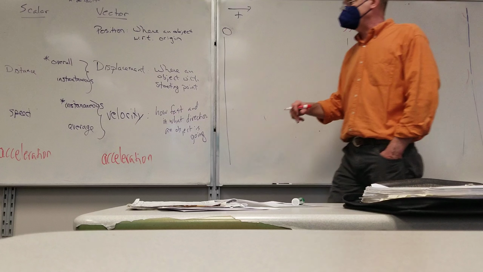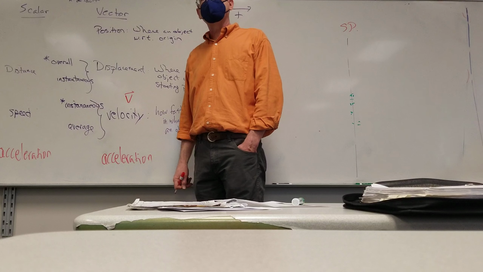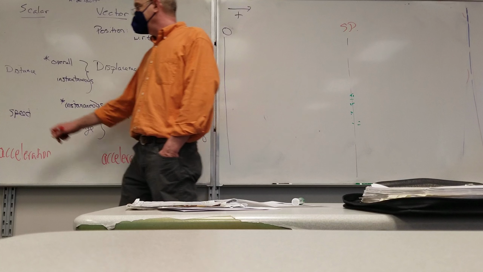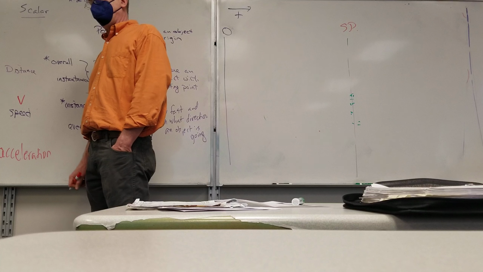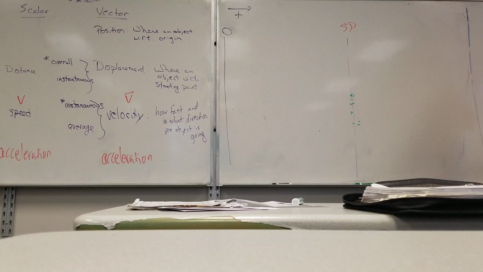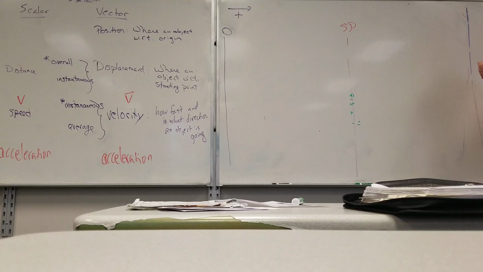The symbol for velocity, v with a vector symbol over it. The symbol for speed, v without a vector symbol. Speed is not s. If anything, s is used for distance or, with a vector symbol, displacement.